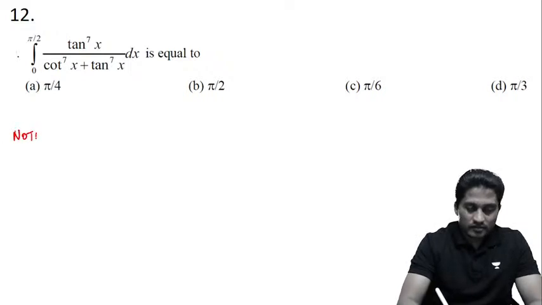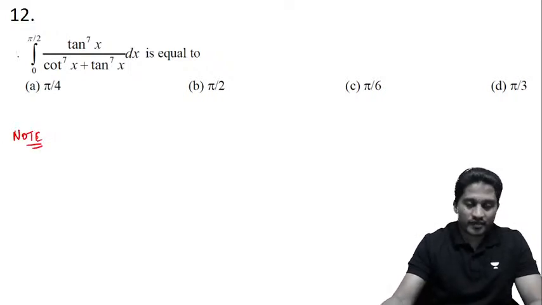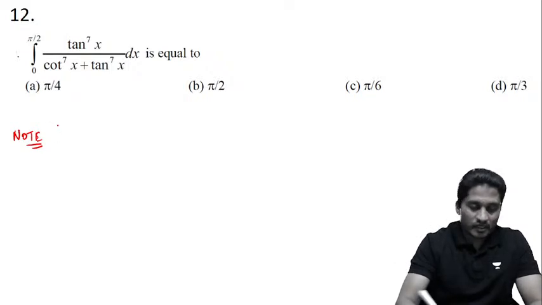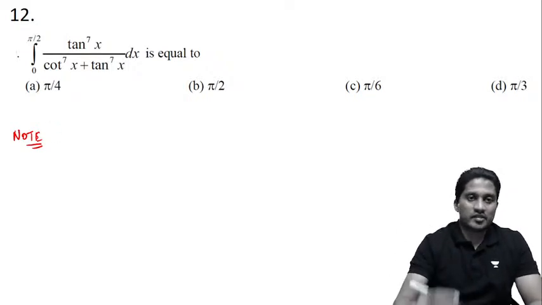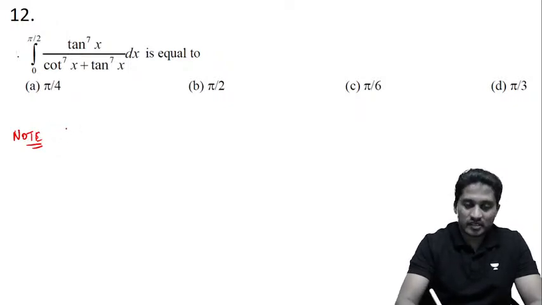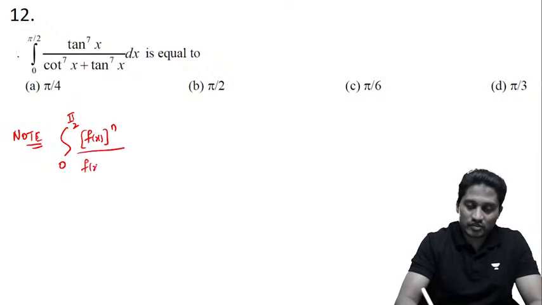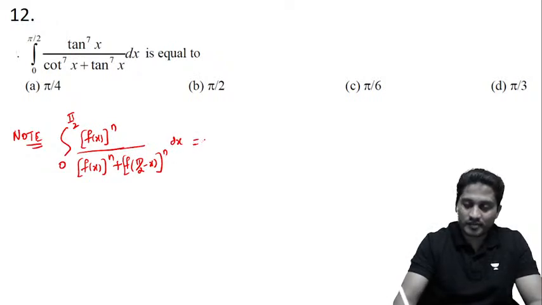Alright guys, now suppose I have something like this. I gave you this shortcut in part 5. Limit should be 0 to pi by 2, of f(x) to the power of n upon f(x) to the power of n plus f of (pi by 2 minus x) whole power n, dx. The answer is always equal to pi by 4.